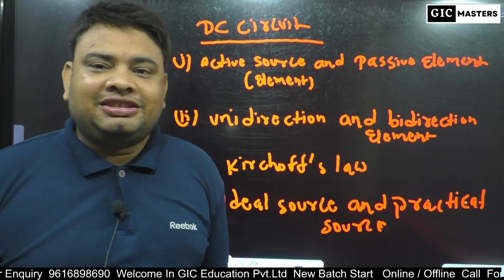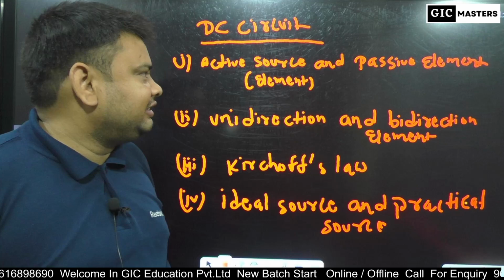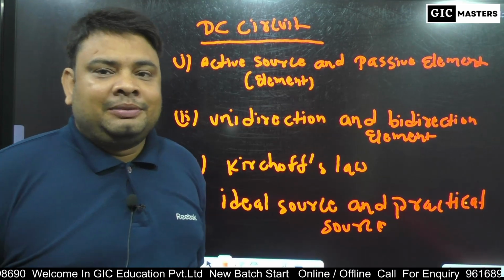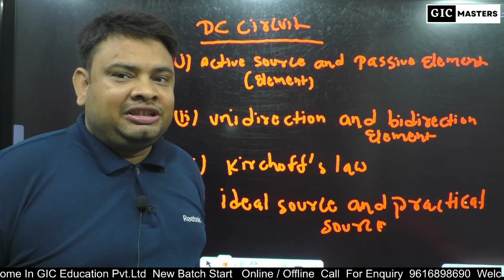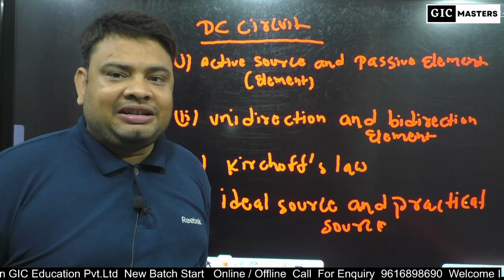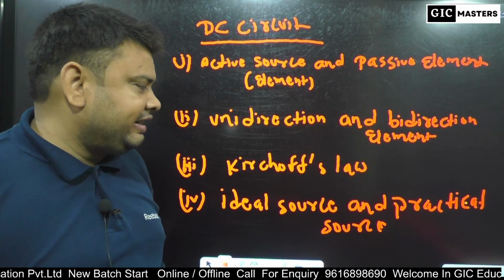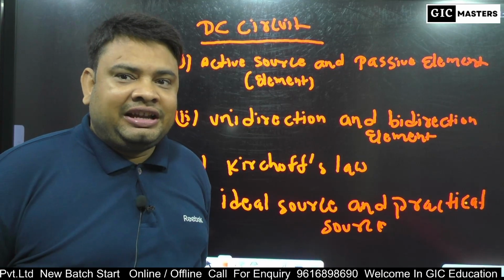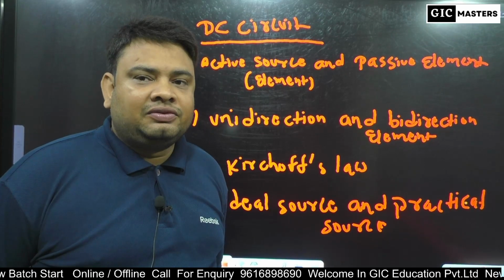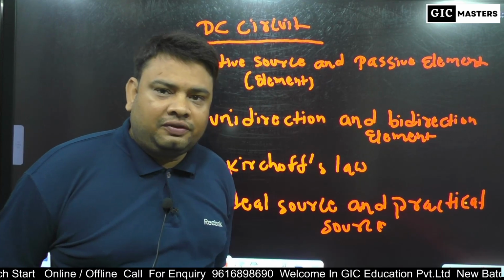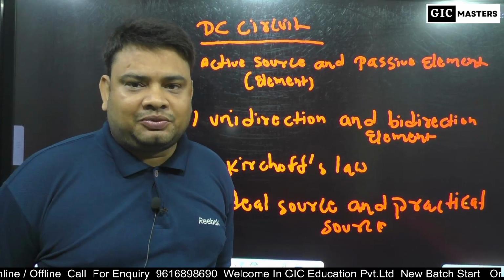Today I discuss the DC circuit. In DC circuit, we first discuss active element or active source, passive element, then we discuss unidirectional elements and bidirectional elements, and third is Kirchhoff's law, and fourth is ideal source and practical source, and fifth we discuss different types of source. So first of all we discuss what is active source and what is passive.